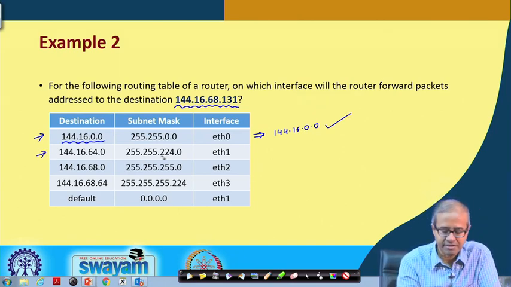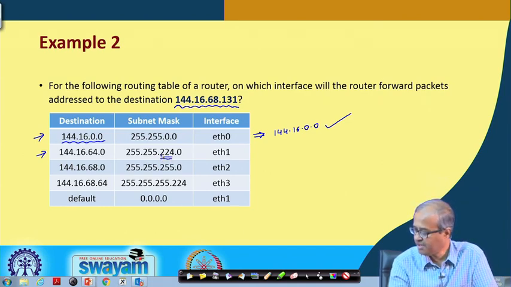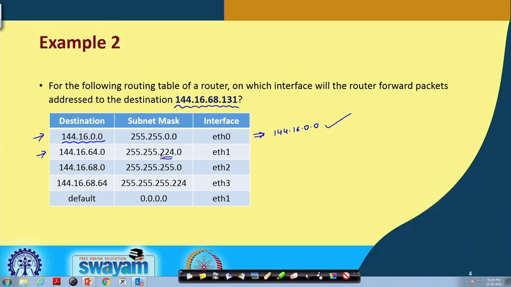For the second one, you see the third byte of the mask is 224. Now, actually what is 224? 224 is nothing but 111 followed by 5 zeros. This is 224. So, you will be doing a bit by bit ANDing of 68 with 224. What is 68? 68 if you convert to binary, it will be 0100 0100, 64 and 4, 68.